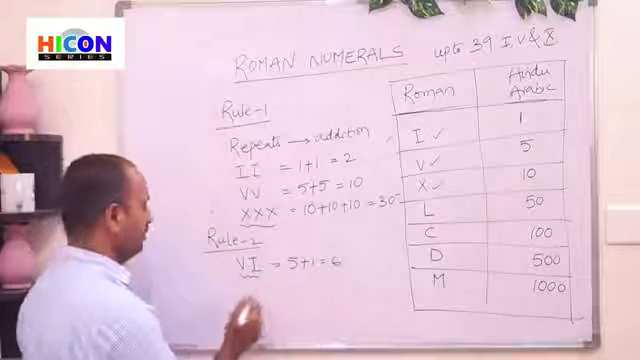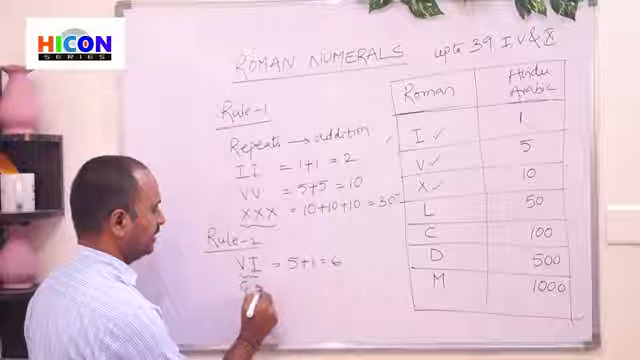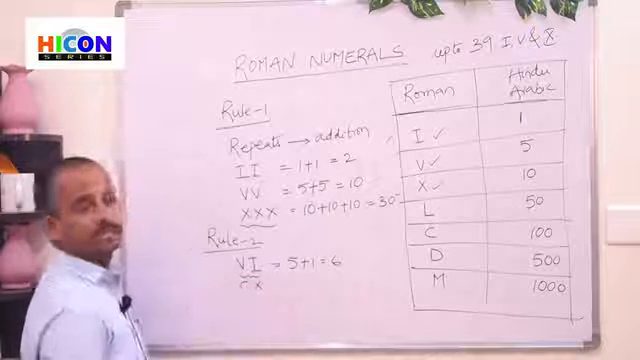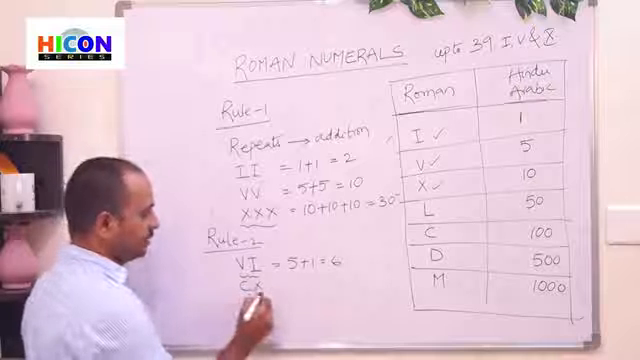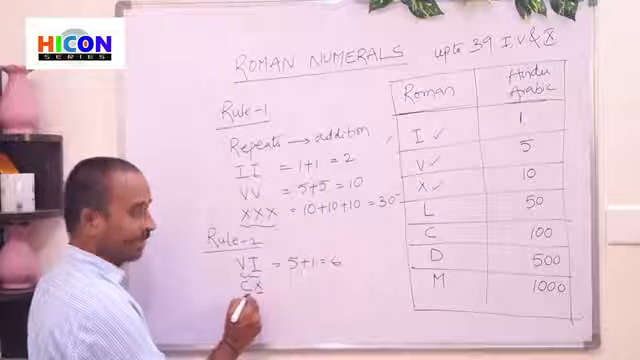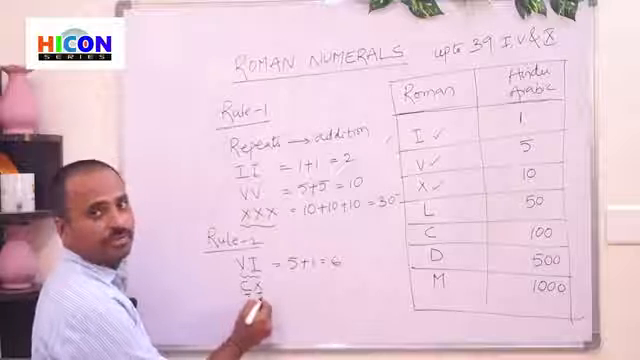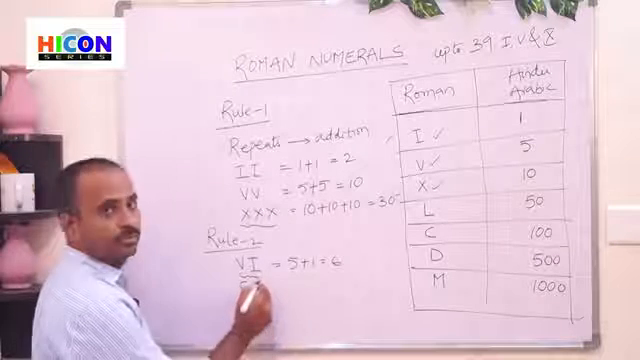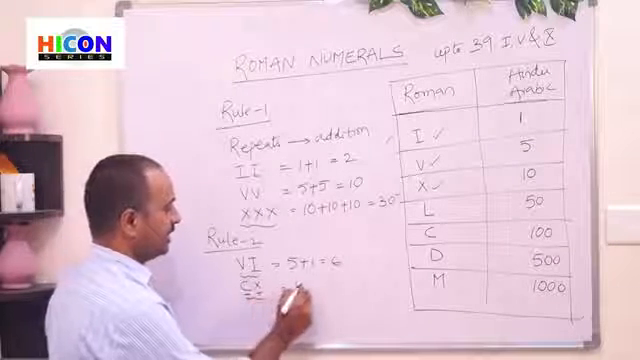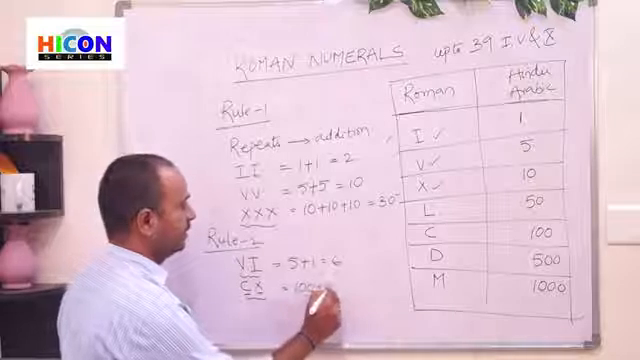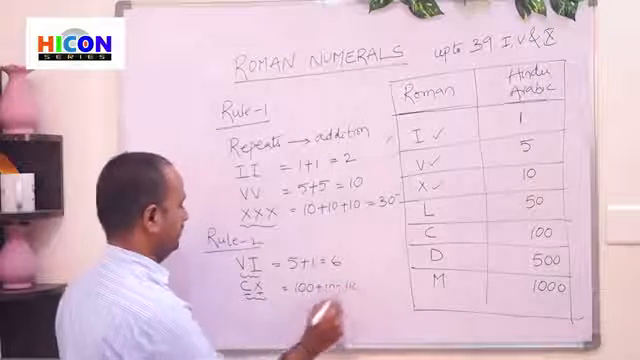In the same way, CX. Here X is the smaller value and C is the bigger value. The smaller value is written on the right side of the bigger value. Then we have to add the 2 symbols. So C means 100, X means 10, that means 110.